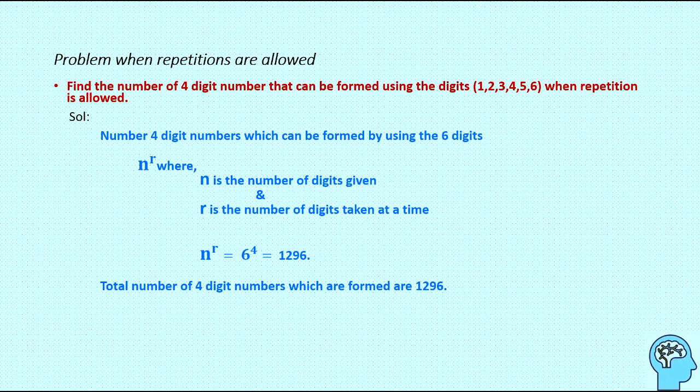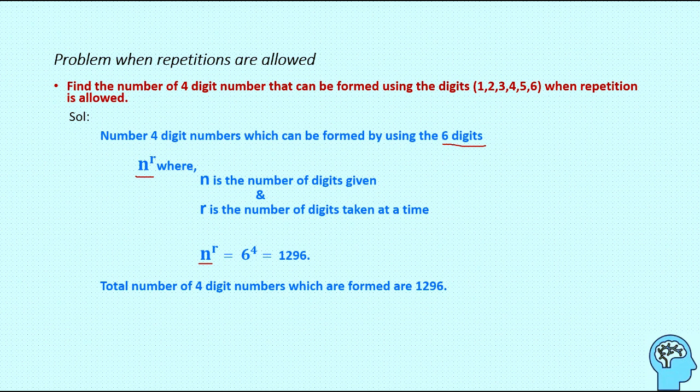The number of 4-digit numbers which can be formed using the 6 digits 1, 2, 3, 4, 5 and 6 is calculated by using the formula n power r, where n is the number of digits given and r is the number of digits taken at a time. So the number of digits given in the set is 6, and we have to form 4-digit numbers. So we should take 4 digits at a time from the set. So n is equal to 6 and r is equal to 4.